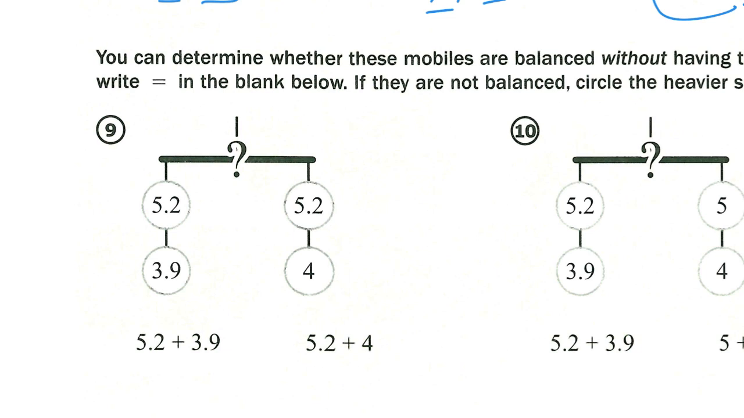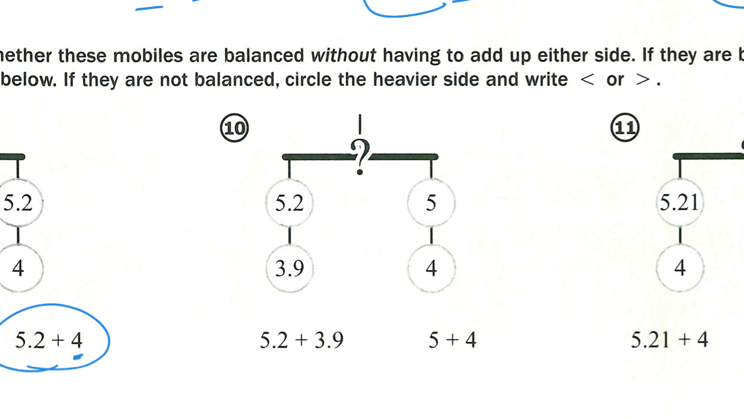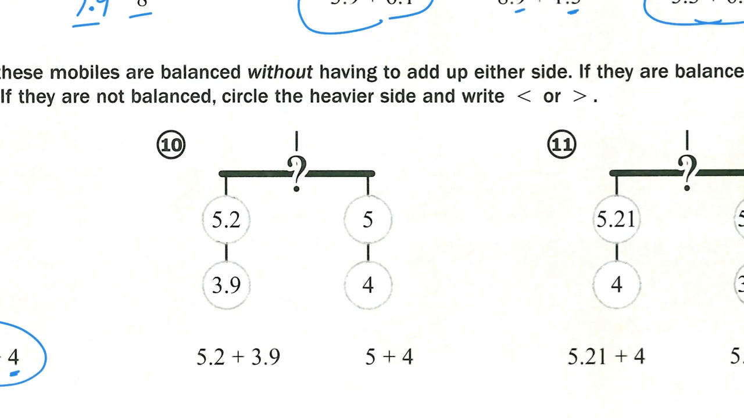In number 9, this mobile would not be balanced. This would be the heavier side. And so my inequality symbol would go like this, because 5.2 plus 3.9 is going to be less than 5.2 plus 4. And that's because 4 is greater than 3.9. In number 10, this side is going to be greater than the other side. And as I'm looking at this, it's because 5.2 is 2/10 more than 5, but 3.9 is only 1/10 less than 4.